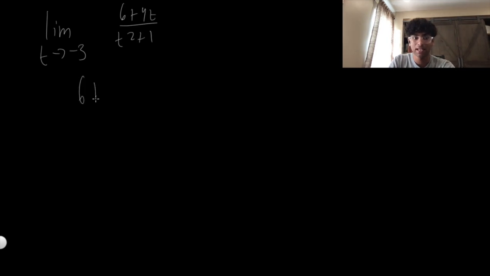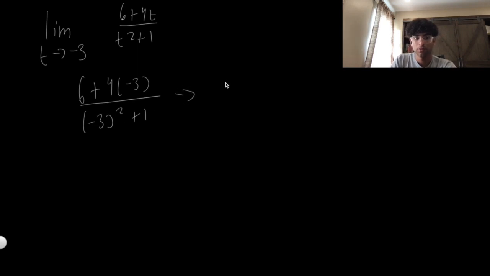So let's look at another direct substitution example. The limit as t approaches negative 3 of 6 plus 4t over t squared plus 1. Now we're going to try and substitute in negative 3 for t and see if we can get anywhere with that. 6 plus 4 times negative 3, over negative 3 squared plus 1.